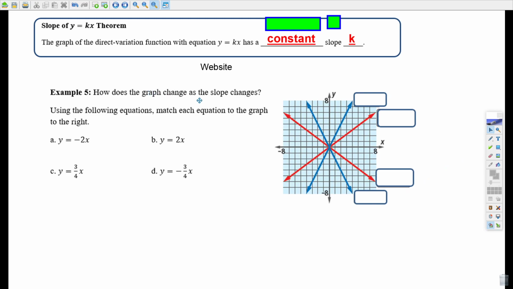So there is a website we're going to use to answer these questions. It's kind of neat. You can actually see the graph of these y equals kx change. So we're going to go to the website and I'll show you what it looks like. How does the graph change as the slope changes? So we're just going to look at these lines here and fill in the blanks for the options we have, A, B, C, and D. And we'll put them over here for A, B, C, D.